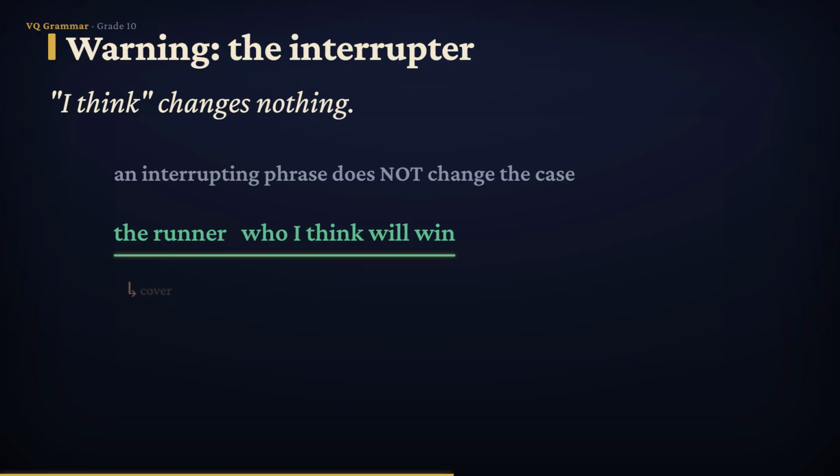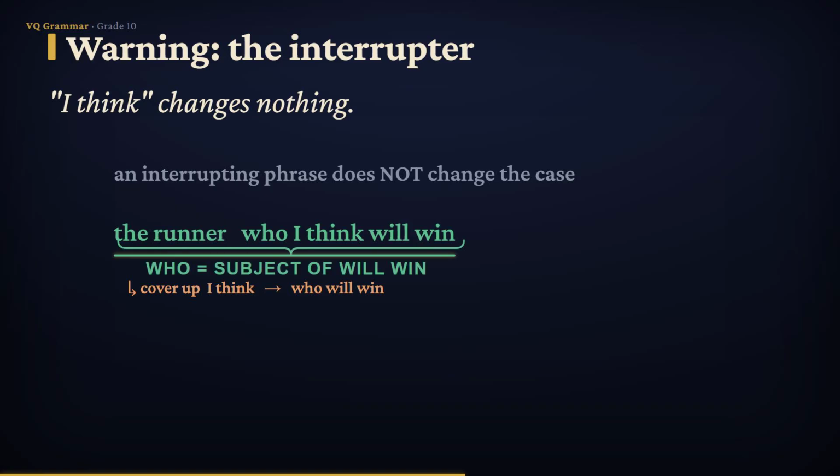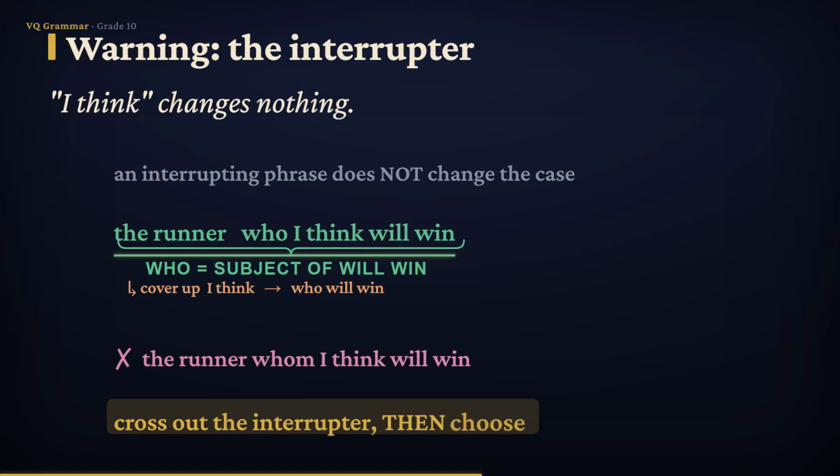So cover it up. Cross out I think and look at what is left. The runner who will win. There, who is the subject of will win, plain as day, so who is correct. Writing whom in that spot is simply wrong, no matter how polished it sounds to the ear. Cross out the interrupter, then choose.